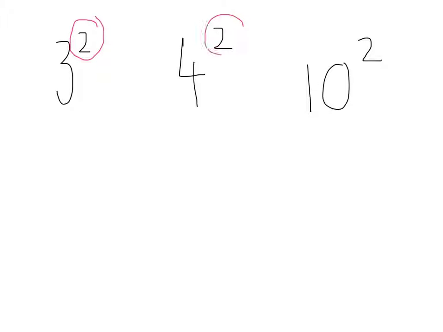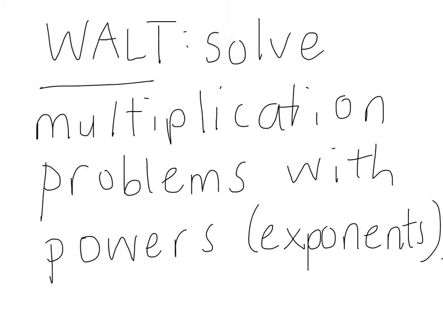When we're talking about numbers with powers or exponents, we're talking about this small number here that's to the top right hand side of the 3. Another example could be 4 to the power of 2, or we could have 10 to the power of 2. These smaller numbers are called a power or an exponent, but we'll talk about that again in a minute. Today we are learning to solve multiplication problems that have powers or exponents in them.